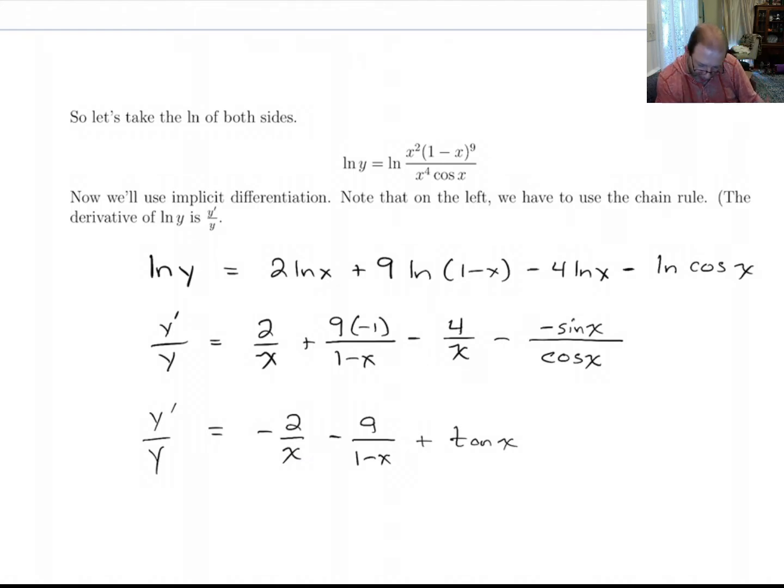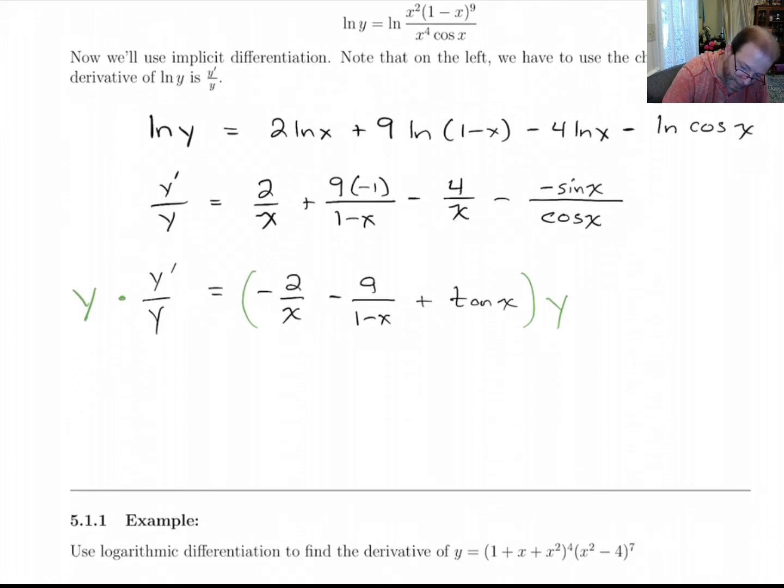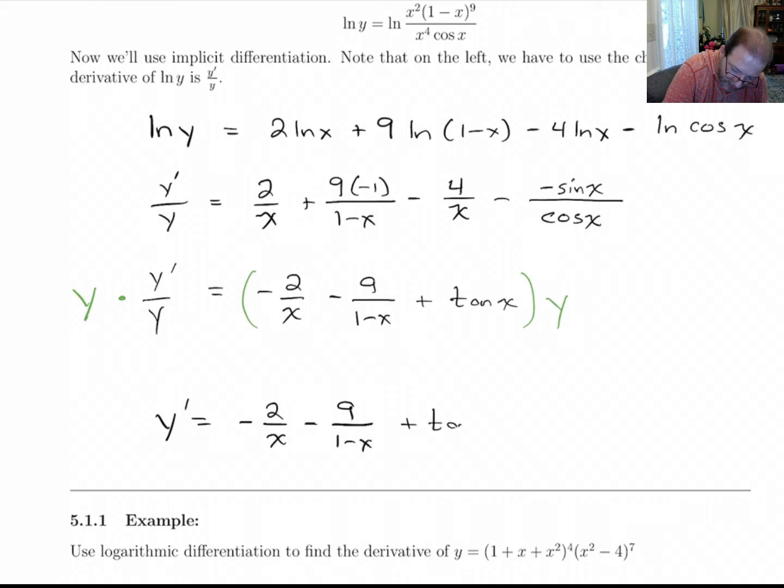Okay, we're almost done. The only thing is we don't have the exact answer because we're supposed to find y prime. What we've got here is y prime divided by y. So what I need to do is multiply both sides by y. So what I get here is y prime equals minus 2 over x minus 9 over 1 minus x plus tan x.